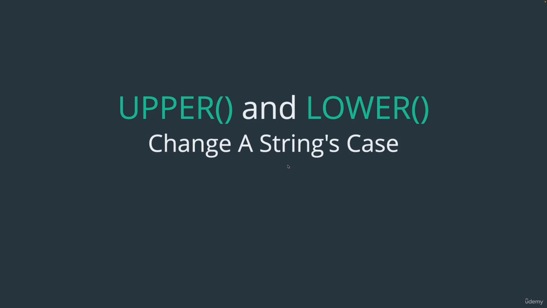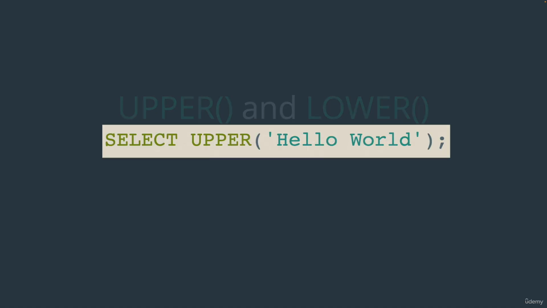Next up, we've got two very simple string functions, upper and lower. They help us change the casing of a string. So upper will make a string uppercased. Instead of lowercase hello world, we get uppercase HELLO WORLD. And instead of uppercase HELLO WORLD, we get lowercase hello world. It's just upper versus lower. That's really all that there is.